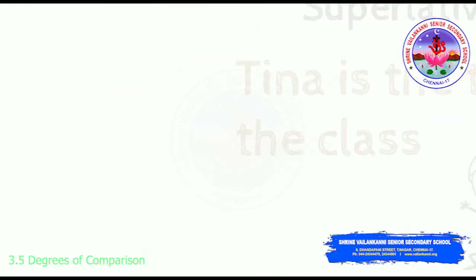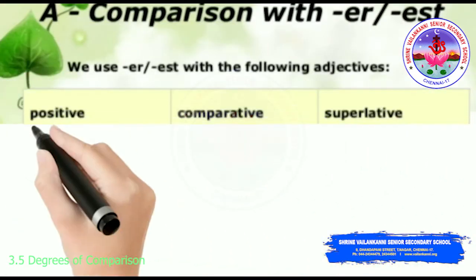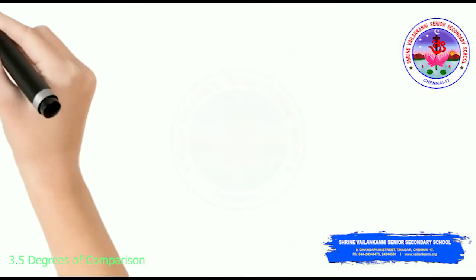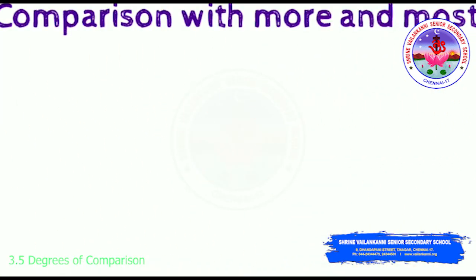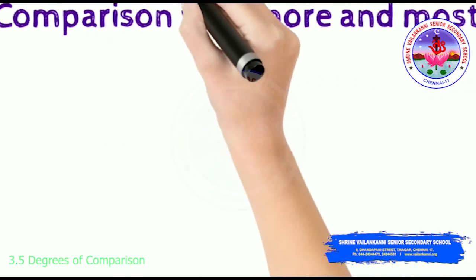A. Comparing with ER and EST. We just add ER for comparative and EST for superlative here. B. Comparison with more and most. When you can't add ER and EST to the adjective, we just use more and most.